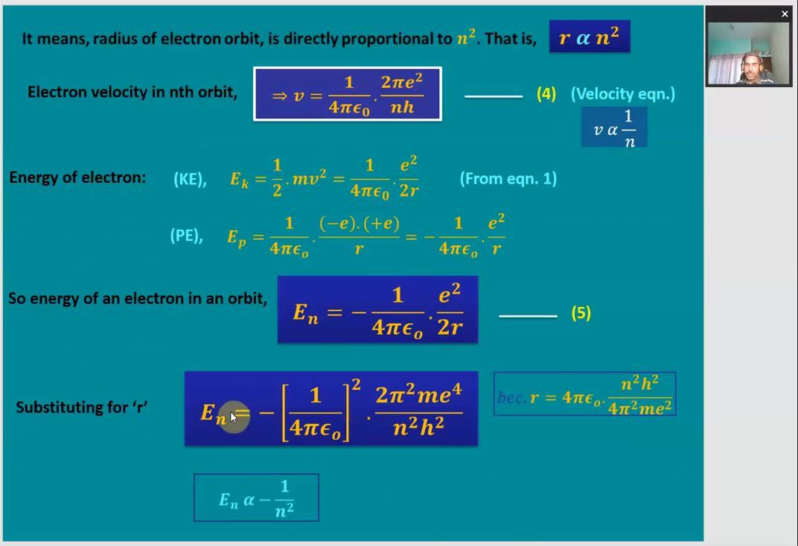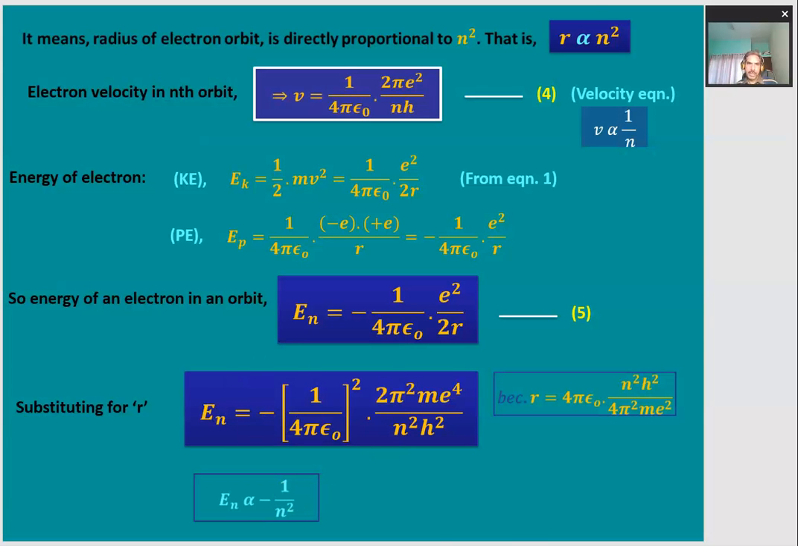So the energy of any orbit, or any nth orbit in which the electron is revolving, will be given by minus (1 by 4 pi epsilon naught) whole square times 2 pi square m e to the power 4, divided by n square h square. Again from this equation we can understand that all terms are constants except the value of n. That means the energy of an electron in any nth orbit is inversely proportional to the square of the principal quantum number for that orbit. So this is the overall expression we have to keep in mind.